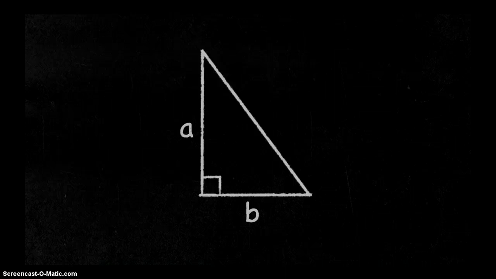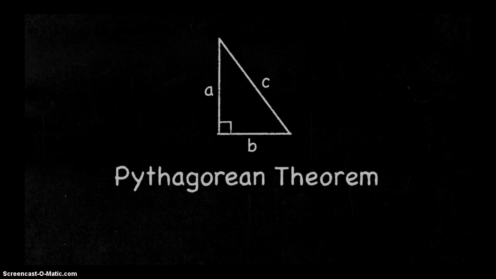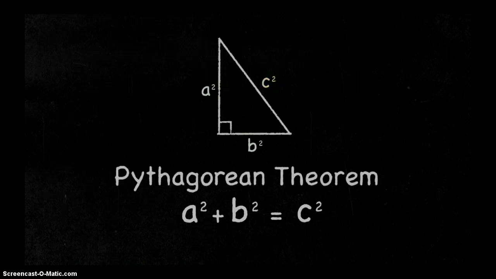On a right triangle, the two adjacent sides, a and b, are called the legs. The longer side, opposite the right angle, c, is called the hypotenuse. The Pythagorean theorem simply states: a squared plus b squared equals c squared. The square of the length of the hypotenuse is equal to the sum of the squares of the lengths of the other two sides.